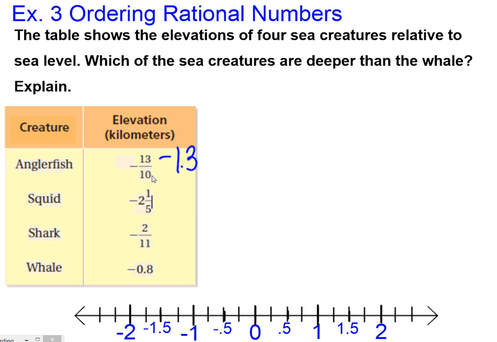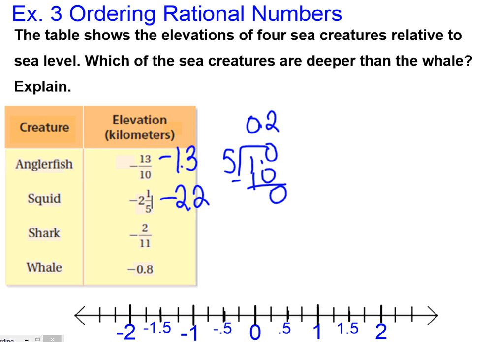Negative 2 and 1/5, I'm going to divide 1/5. 1 goes on top, 5 goes outside. 5 cannot go into 1, but 5 can go into 10 2 times. And it goes evenly, so I stop. So this is negative 2.2.